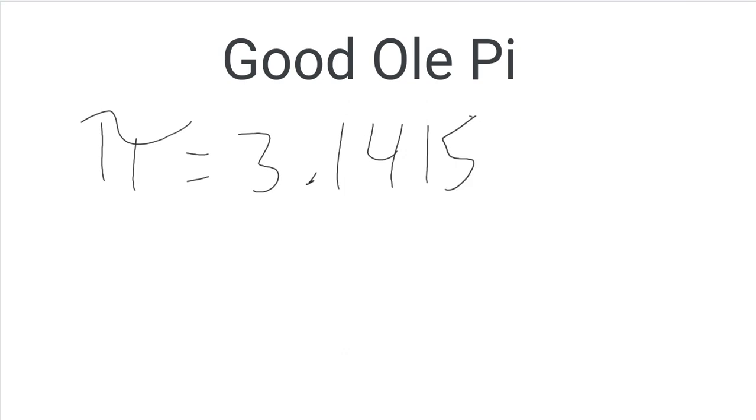Good old pi. There is one super famous irrational number, and it's 3.14159. And I'm sure some of you are singing a song right now and finishing it out. But pi goes on forever and has no real pattern to it. That's why it's the most famous irrational number.